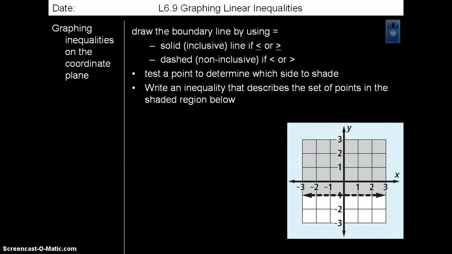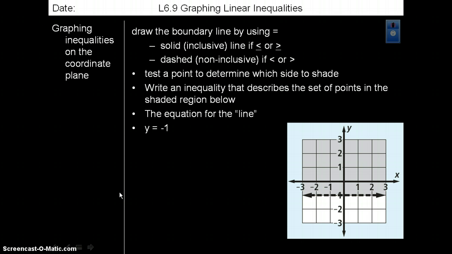Let's try another example. Here is a graph. We need to write an inequality that describes the set of points in the shaded region. We can see here that the region is determined by a horizontal line. The equation then for this horizontal line is y equals whatever it equals. In this case, whoops, it looks like it says negative 2 here. Let's go ahead and fix that because we can all see that y is not equal to negative 2.